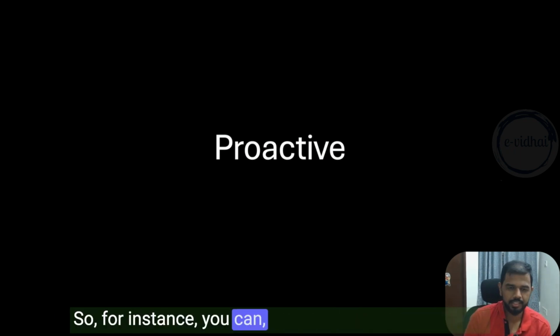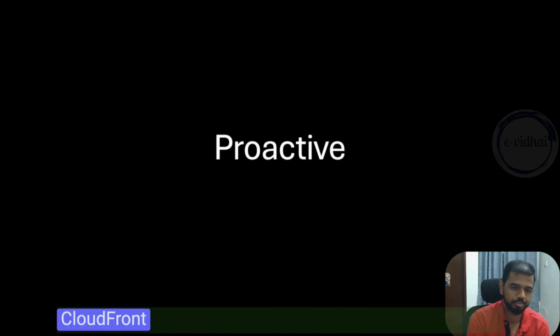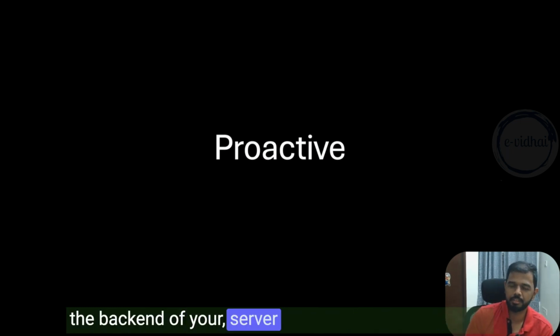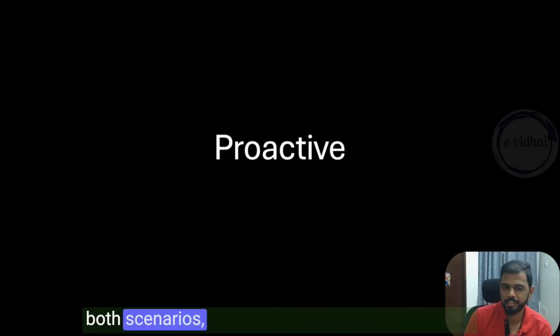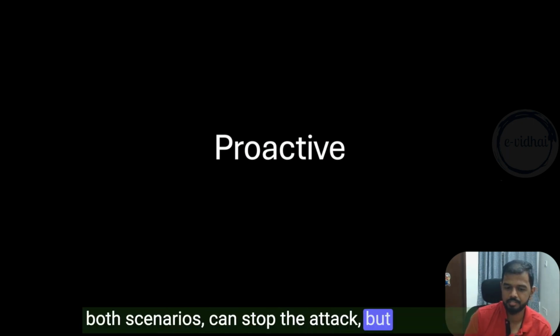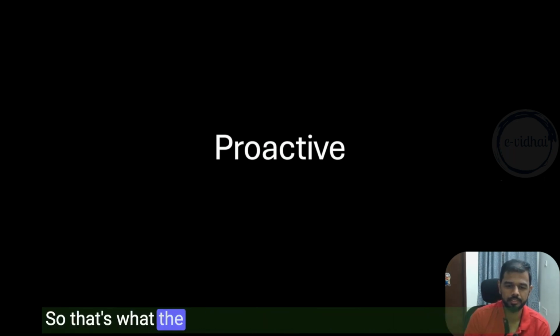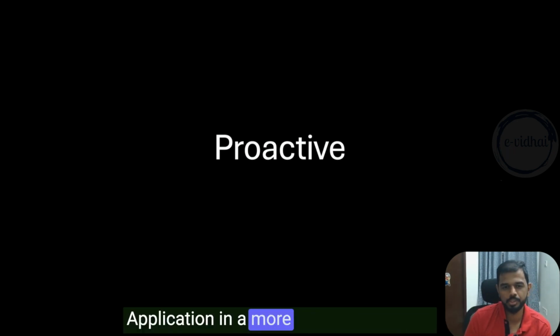So for instance, you can stop an SQL injection at the CloudFront WAF level, or you can also add some rules at the backend of your server before serving the content. Both scenarios can stop the attack, but which should play a vital role, or makes more sense to put it? That's the difference that would make a significant difference in designing the application in a more secure way, right?